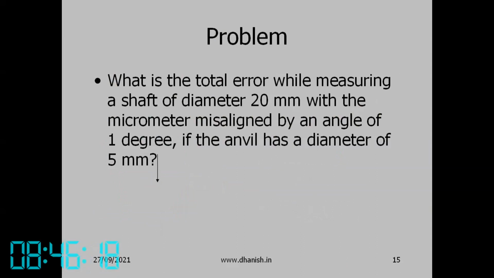So what is the total error while measuring a shaft of diameter 20 mm with a micrometer misaligned by an angle of 1 degree, if the anvil has a diameter of 5 mm? So the micrometer anvil is around 5 mm. With different makes there will be slight differences, but around 5. So the misalignment angle, we are assuming it is 1 degree. So what will be the total error if the shaft diameter is 20 mm?